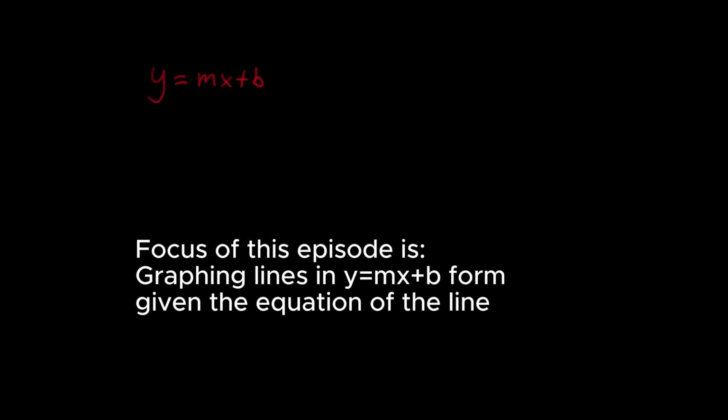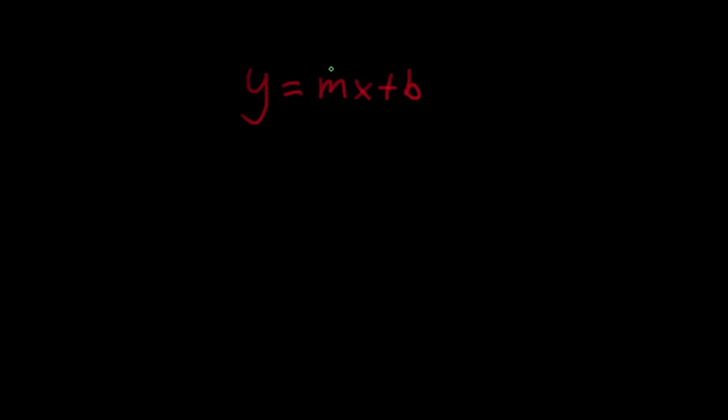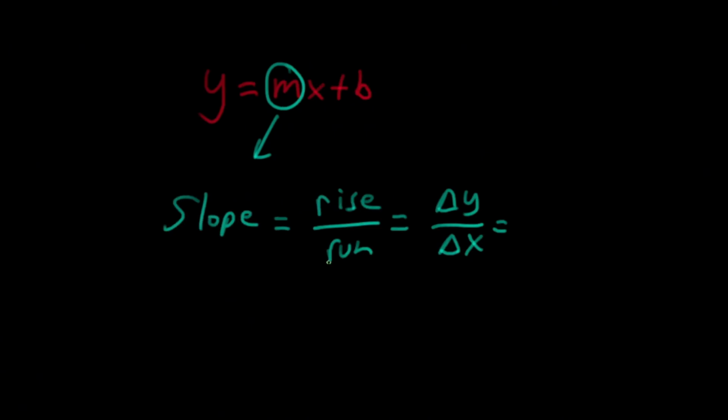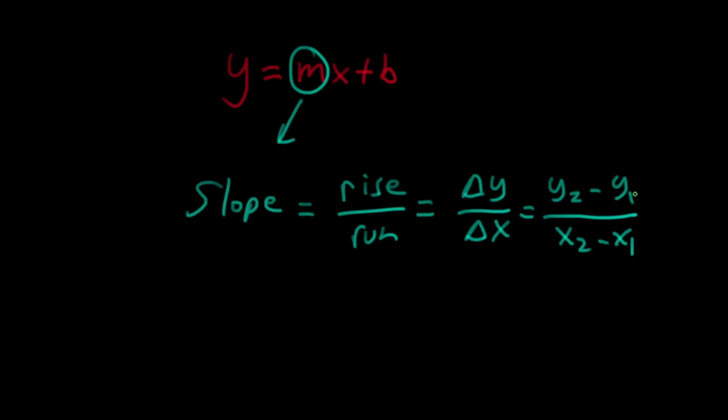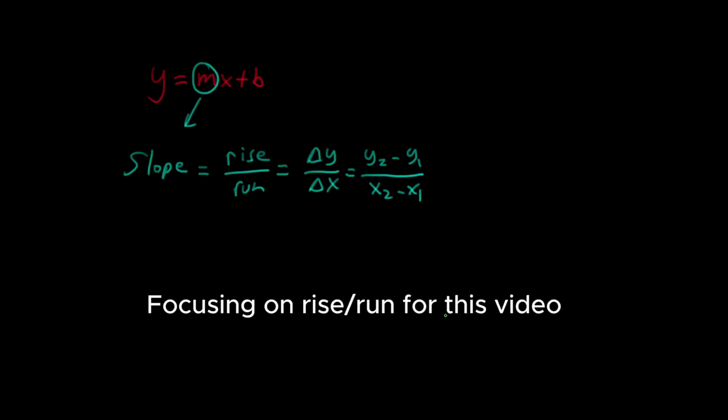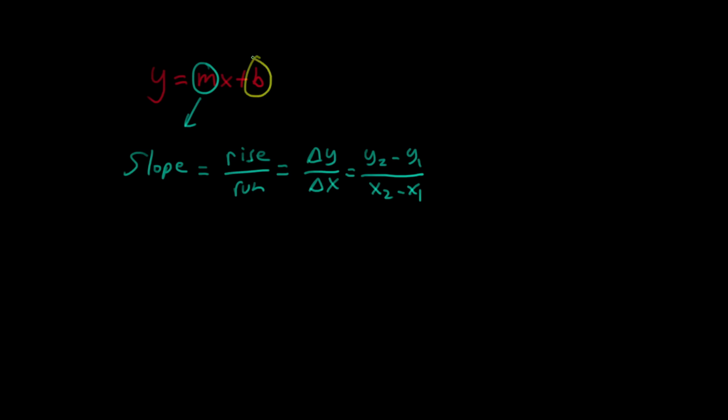In today's video, we're going to focus on lines, specifically those that are in y equals mx plus b form. So whenever you see an m, this is referring to the slope of the line, which is equal to rise over run, delta y over delta x, or y2 minus y1 over x2 minus x1. Depending on what kind of information the question gives you, you might want to use a different version of this formula. Now the b value is simply the y-intercept.